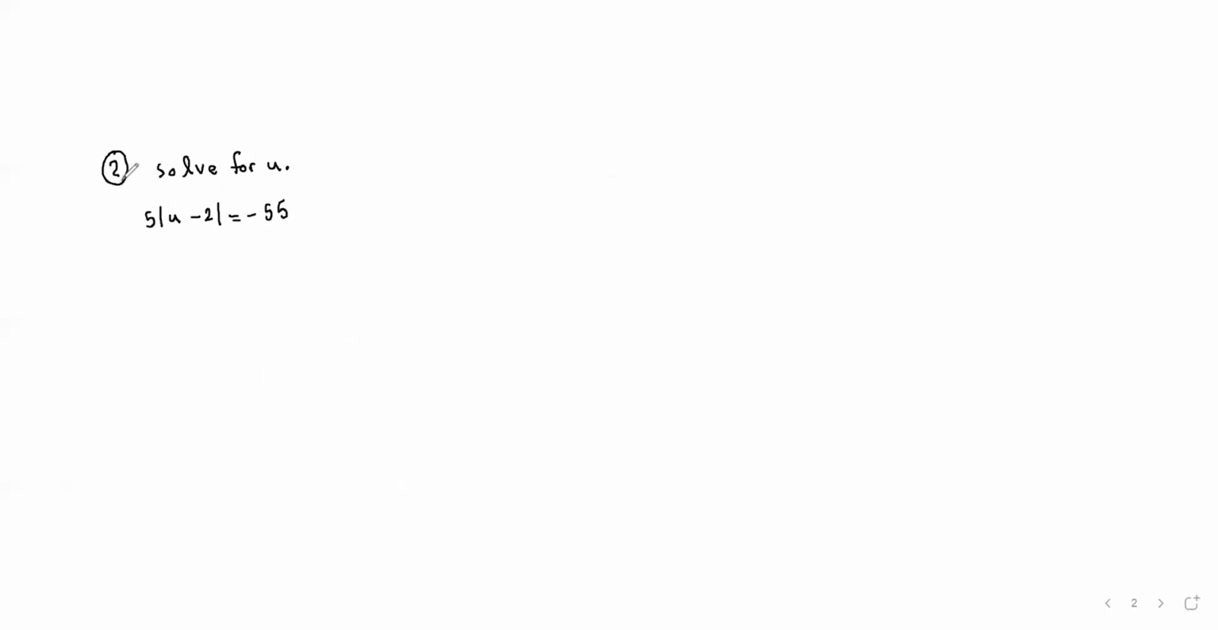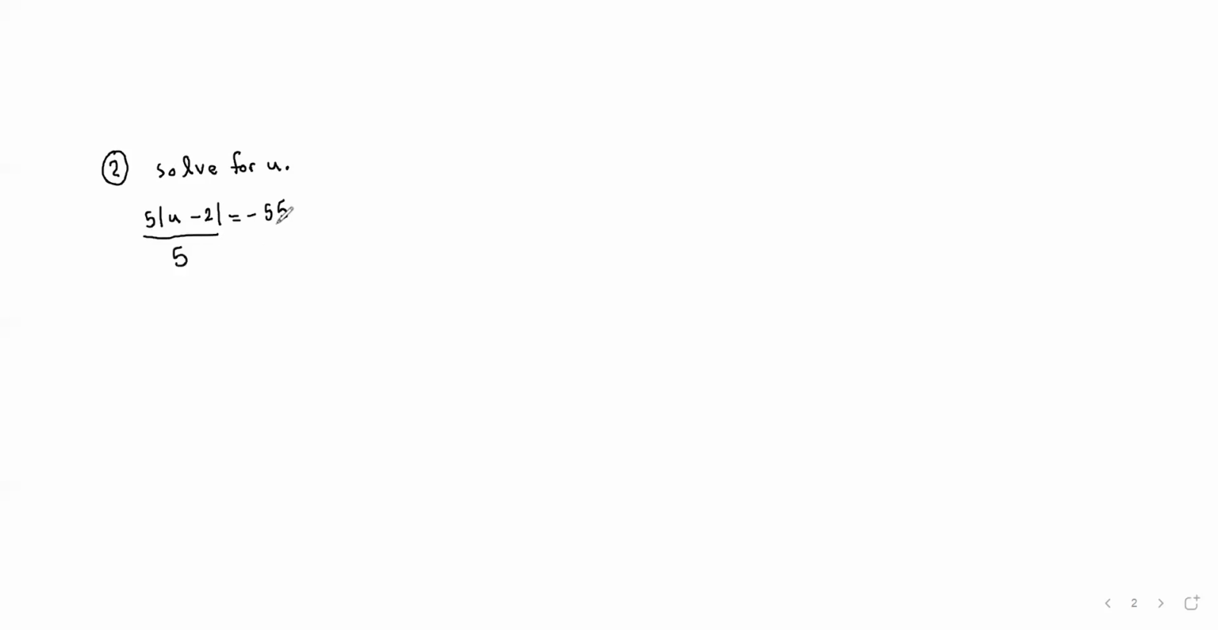Okay, let's move to problem 2. The directions are to solve for u. And we have the equation 5 times the absolute value of u minus 2 is equal to minus 55. So what we want to do is just eliminate any number that isn't in the absolute value. So we need to get rid of the 5. To do this, we just divide both sides by 5.